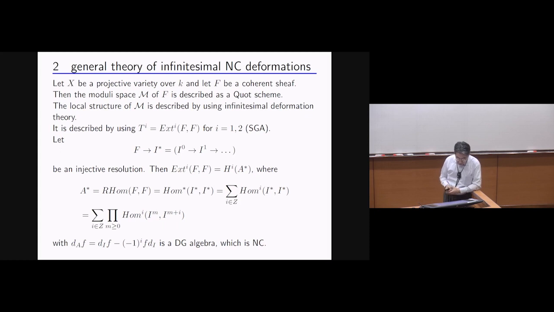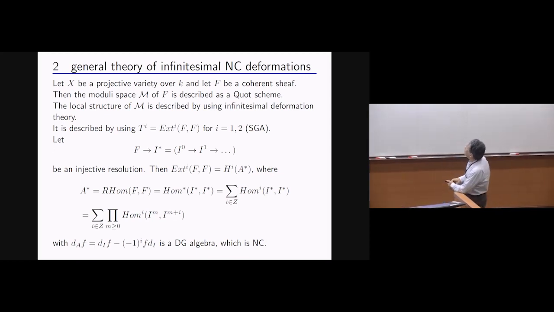And the differential structure is derived from the differential of the injective resolution. So the injective resolution has differentials, and the differential of the endomorphism algebra is derived from the differential of I. So this is a combination of first you differentiate and then map, and then first map and then differentiate. And the difference is the differential of the DG algebra. So this is non-commutative.